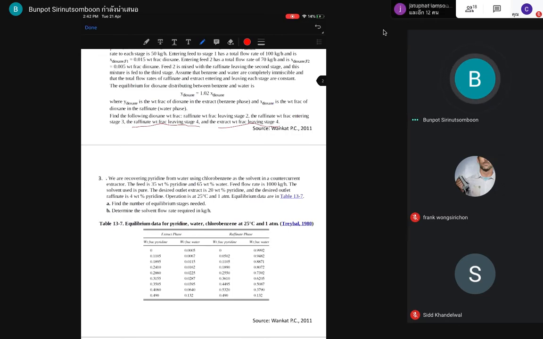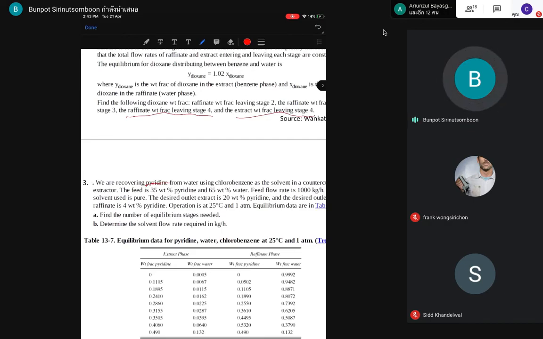But in many cases, you get a mixture of diluent and solvent. They mix with each other, like in this case right here. We're trying to recover pyridine from water using chlorobenzene. So pyridine is our solute. Just call it A. Pyridine is our solute A, water is our diluent, and chlorobenzene is our solvent.